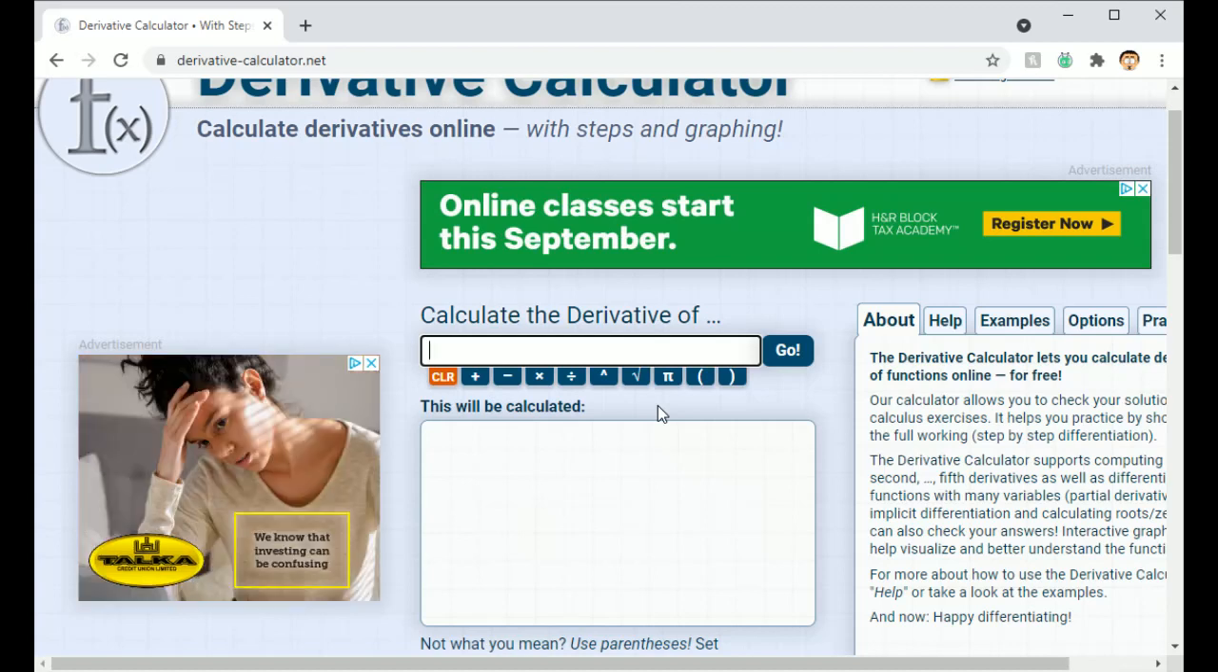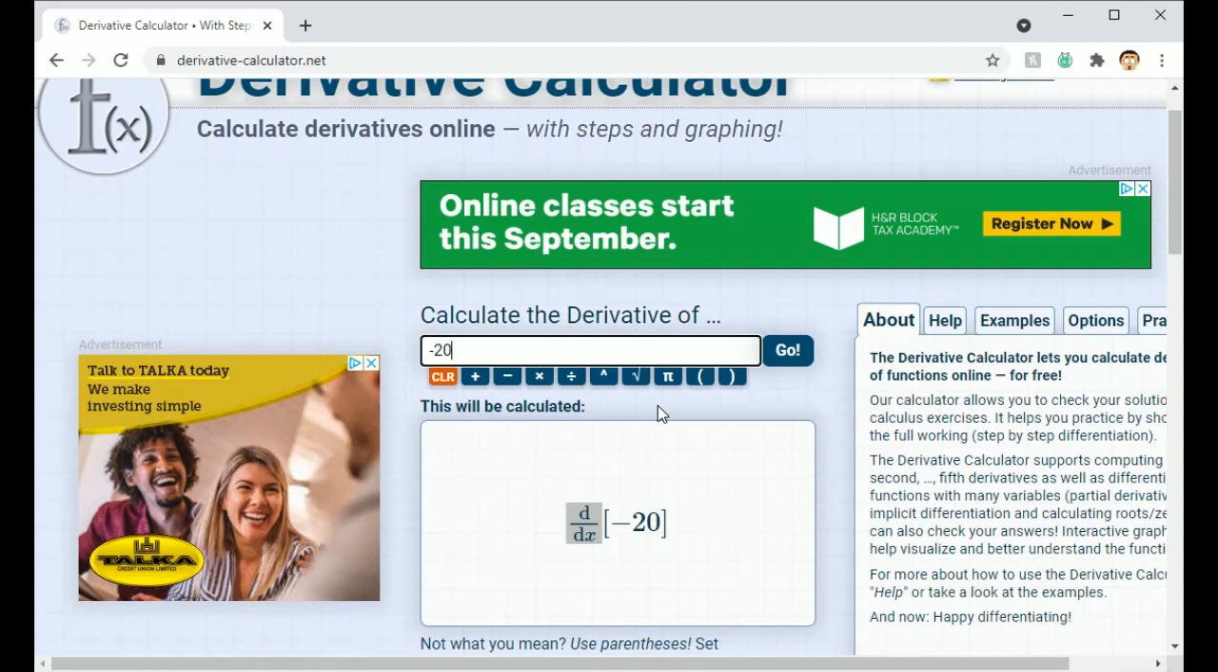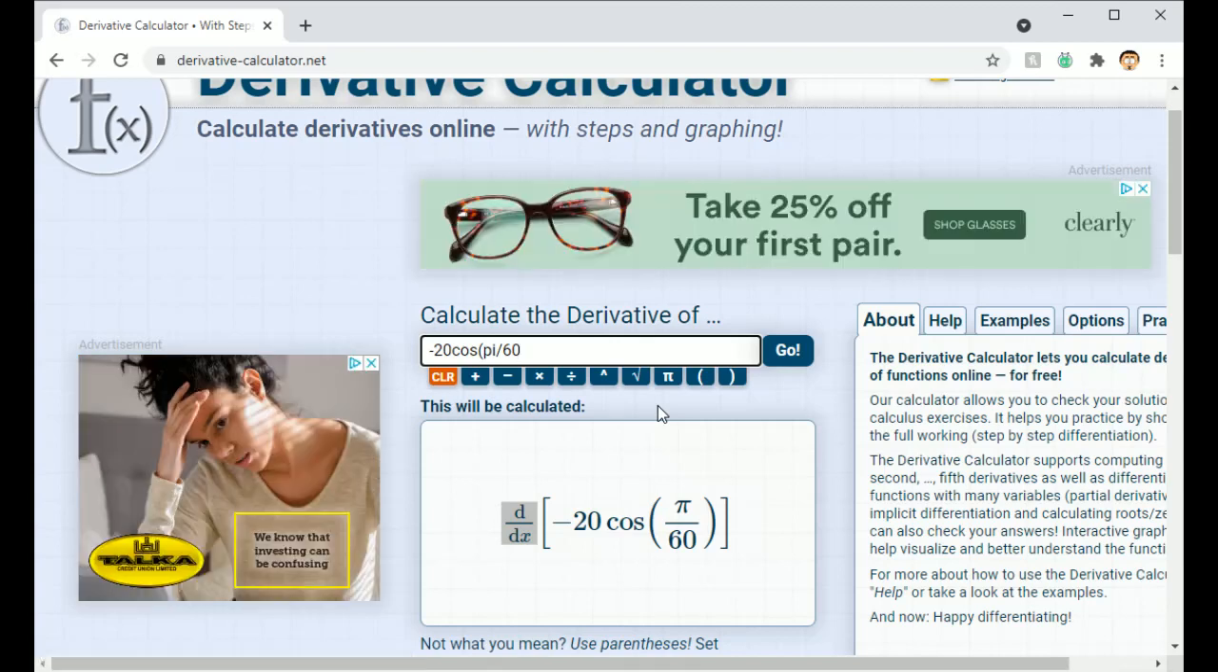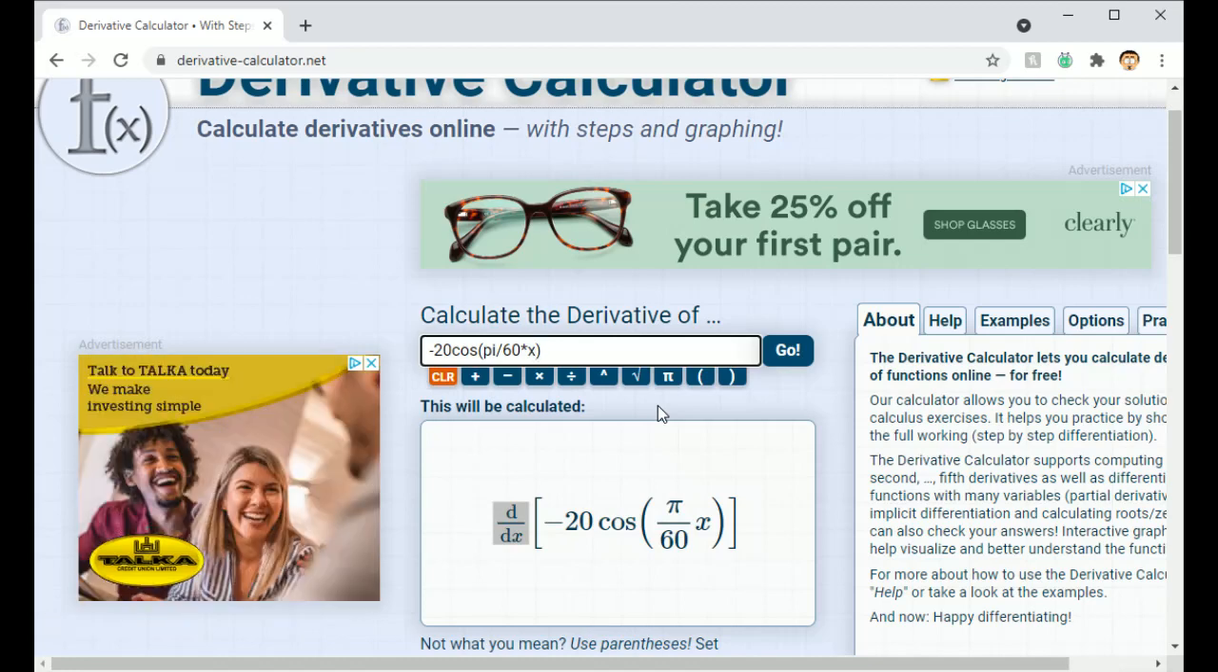So what we have to do is actually type in what our original function was, which was negative 20 cos pi over 60, and unfortunately this is linear, it's not like an equation editor. It shows it below, but where I punch it in, it just has to punch in this way, times x, because it doesn't like t, and plus 25.